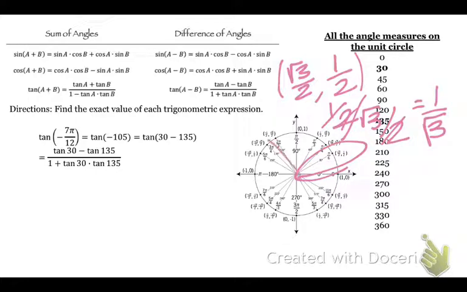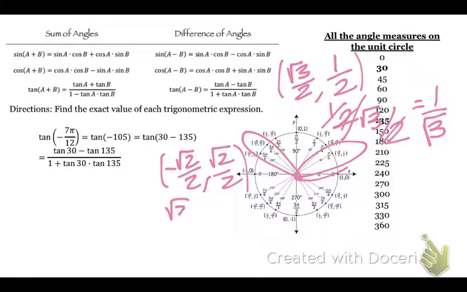Okay, 135 is here. So we have negative square root of 2 over 2, square root of 2 over 2. Since those are the same, if we divide them, if we have square root of 2 over 2 over negative square root of 2 over 2, we're just left with negative 1.